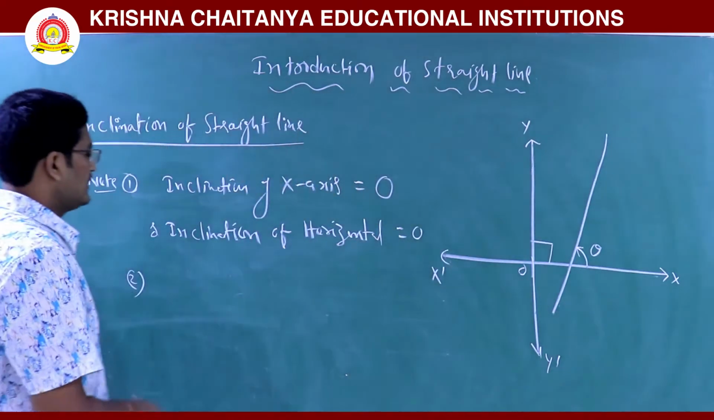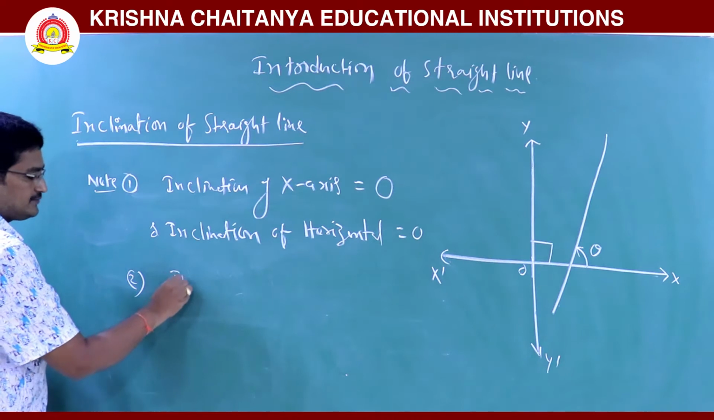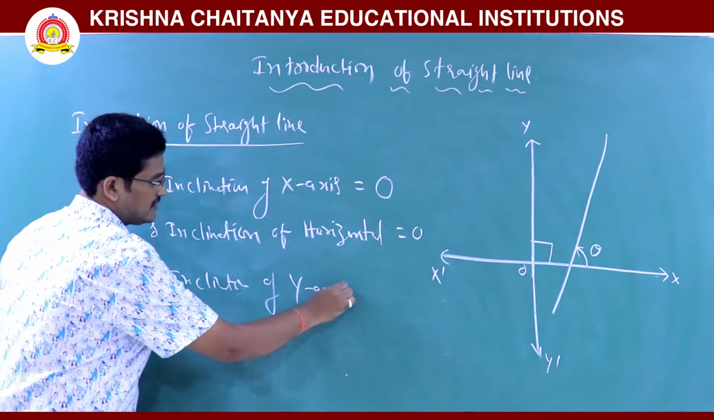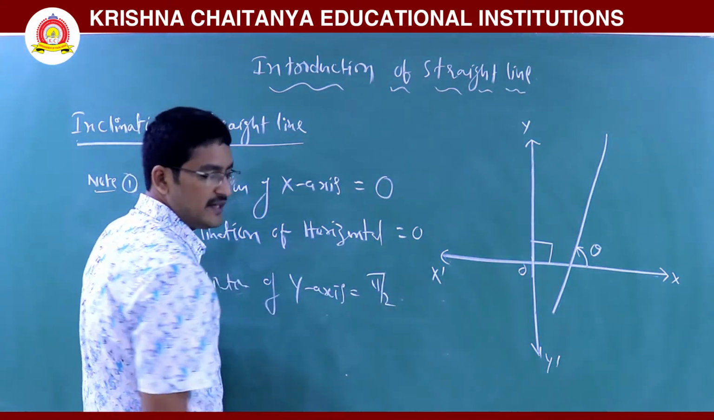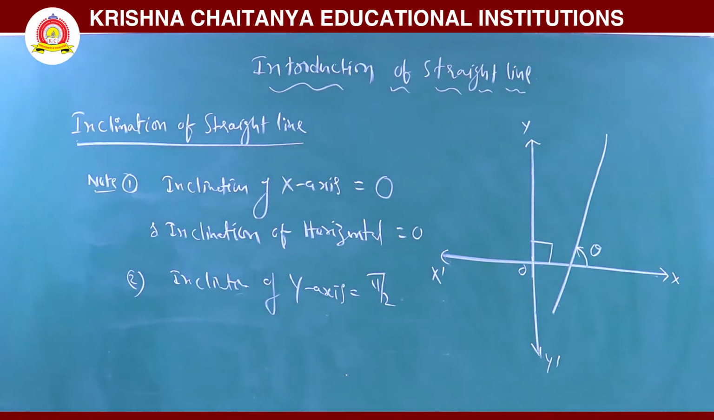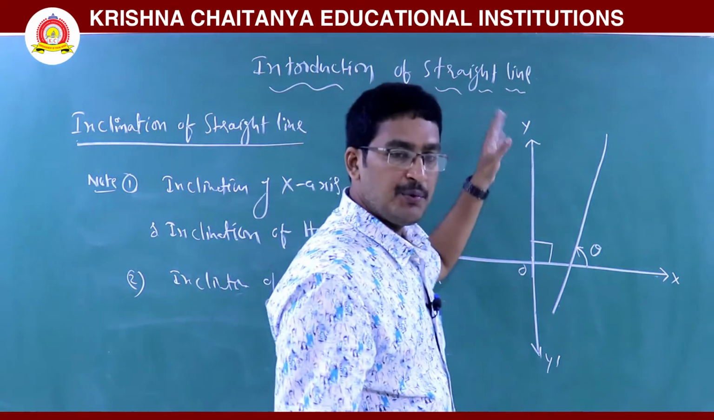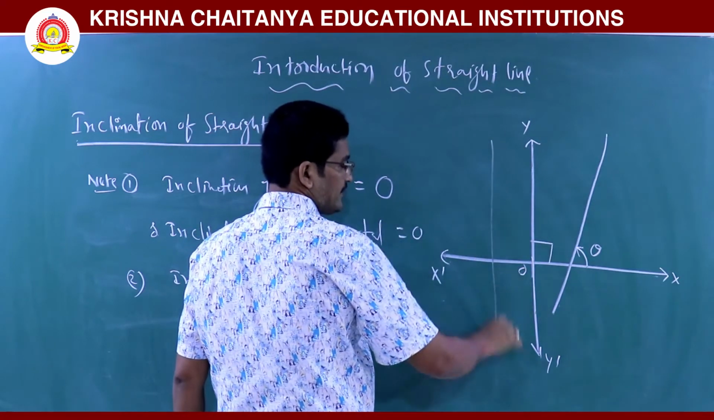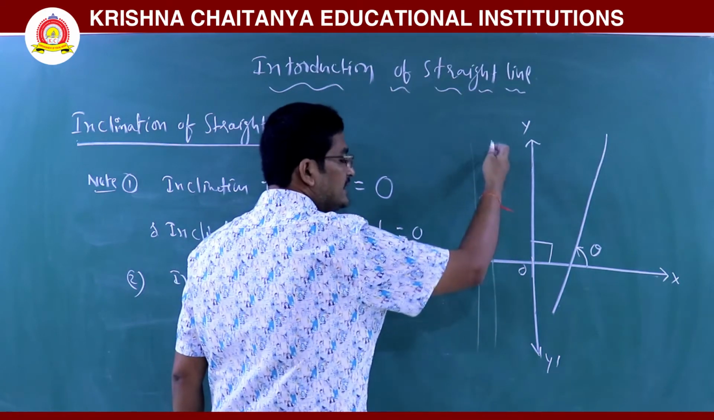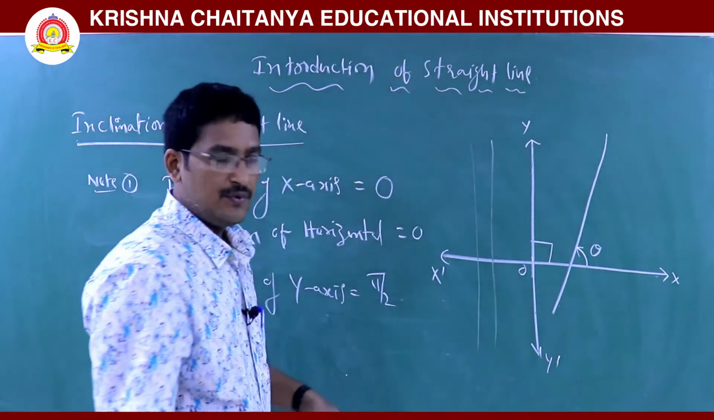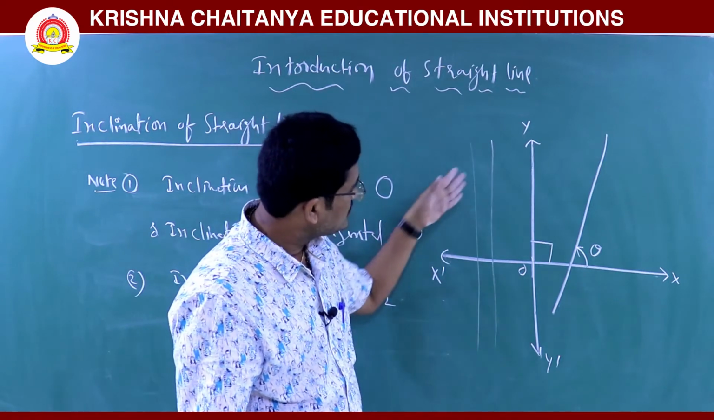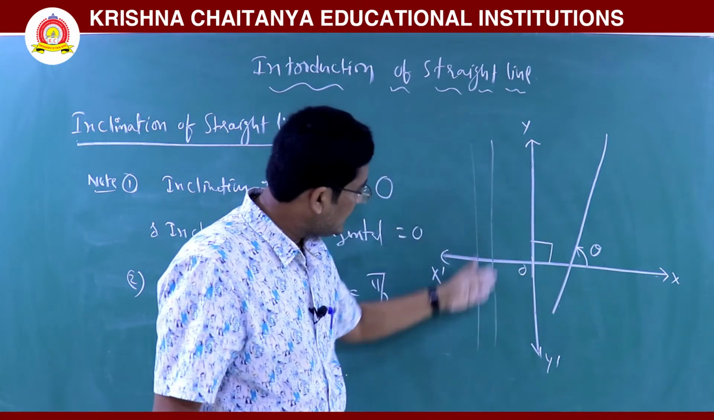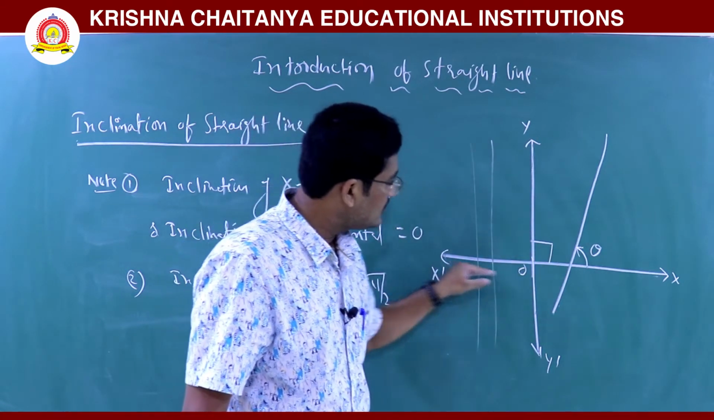Okay. So the next note point: inclination of y-axis is equal to 90 degrees, that is pi by 2 radians. Inclination of y-axis is pi by 2. Suppose we draw lines parallel to y-axis like this. What are the inclinations of these lines? These are all lines which are parallel to y-axis. Y-axis is perpendicular to x-axis. So a line parallel to y-axis is also perpendicular to x-axis.